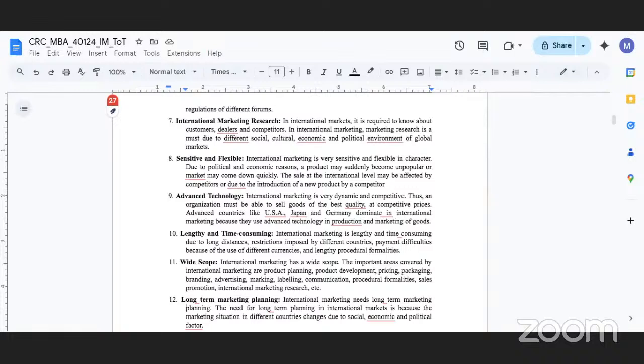Next is sensitive and flexible. So here we are talking in terms of international marketing being very sensitive and flexible in character. Why is it sensitive?